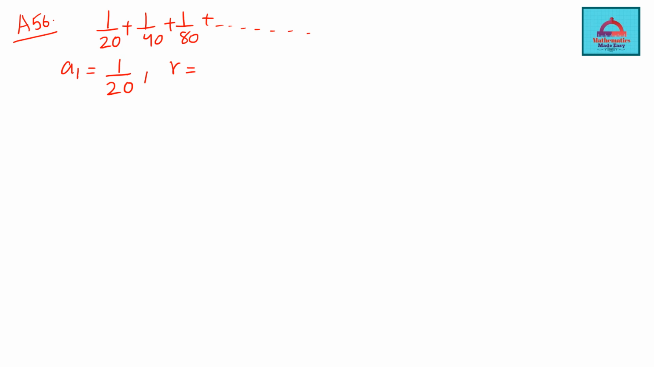Okay, so let's solve question 56. Here the series is starting from 1 by 20, then 1 by 40, then 1 by 80, and so on. It's an infinite series. So what is the first term? 1 by 20. Let's calculate the value of R, common ratio. So common ratio is the ratio of any two terms. So if I take 1 by 40, then its preceding term 1 by 20, we divide it. So it is 1 by 40 multiplied with 20, equal to 1 by 2.